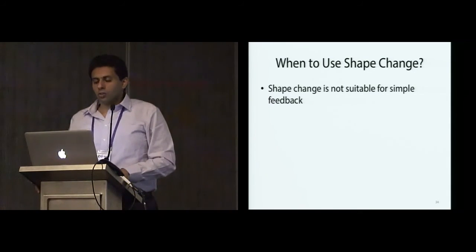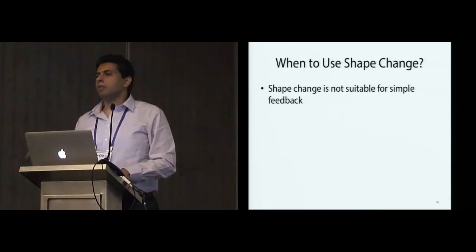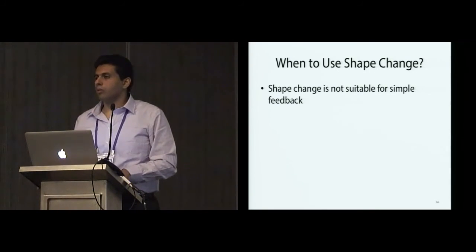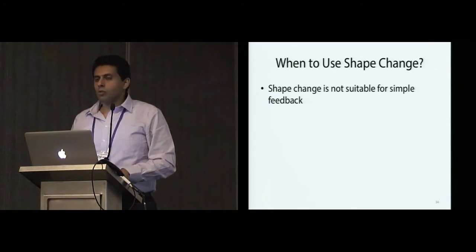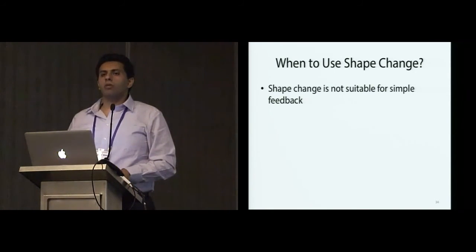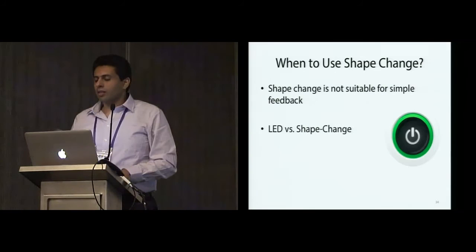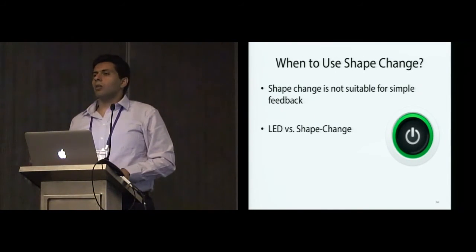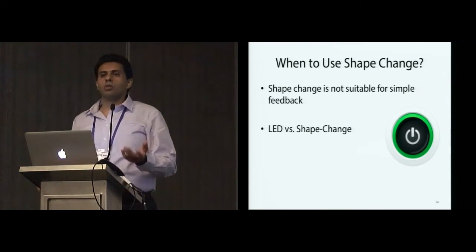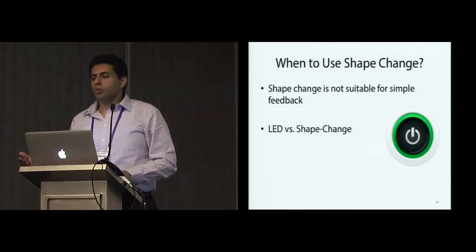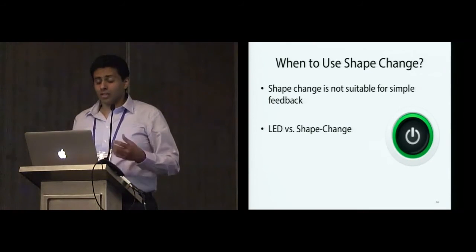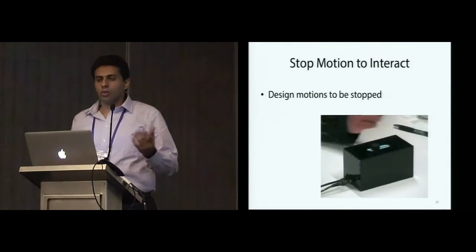The second thing that we noticed is that shape change is not suitable for simple feedback. The feedback that we wanted to convey using the buttons is on or off, and sometimes we saw that shape change overloaded this feedback and led to some misinterpretations and ambiguity. And this raises the question of when to use shape-changing feedback and when to use a simple visual like an LED or just a simple label. And it's still not explored when to use what.